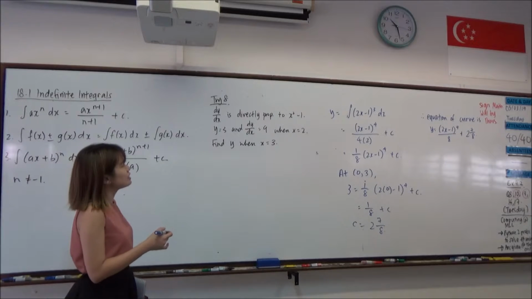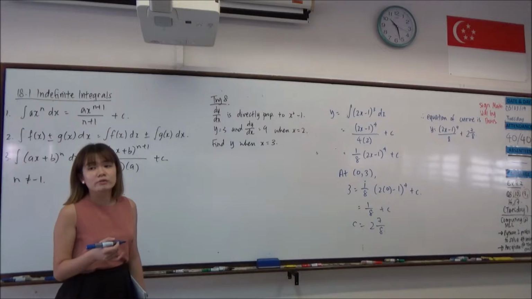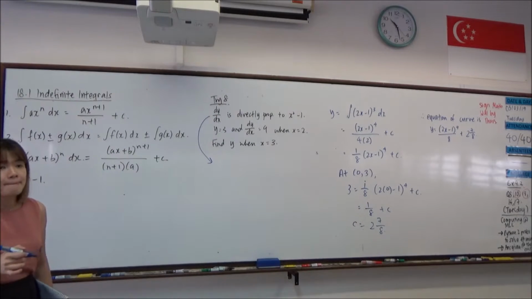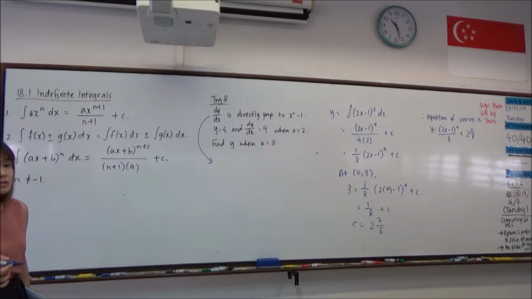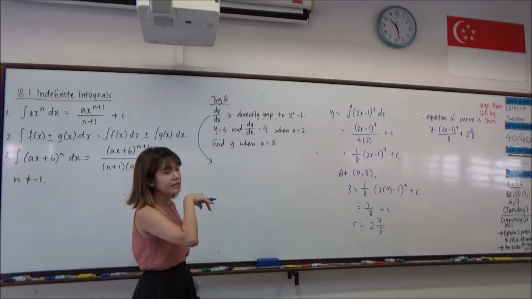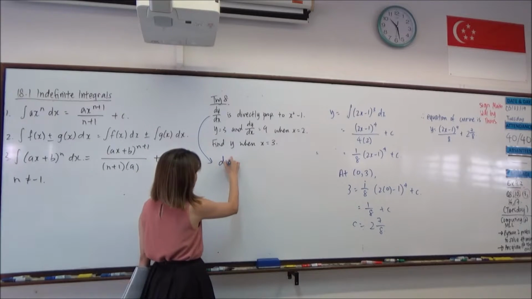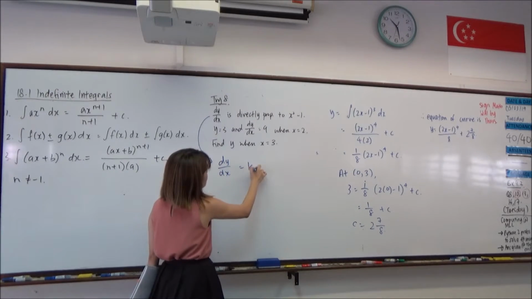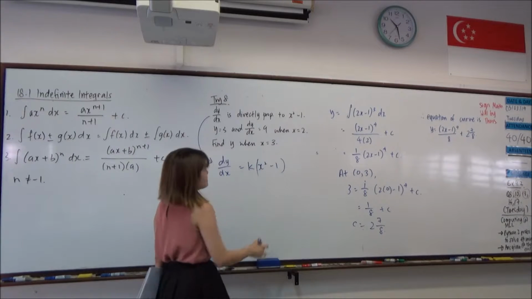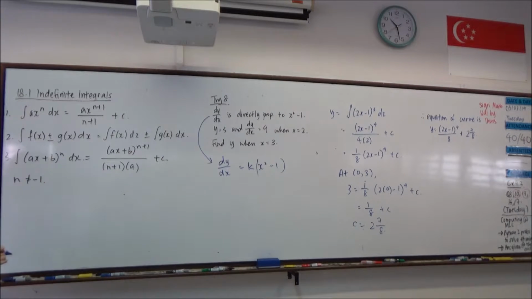Given that dy over dx is directly proportional to x squared minus 1, how do you make use of this information? Jenny, what do you say? dy over dx equals k times x squared minus 1 with the brackets. Because it's directly proportional, we know that there's a constant.